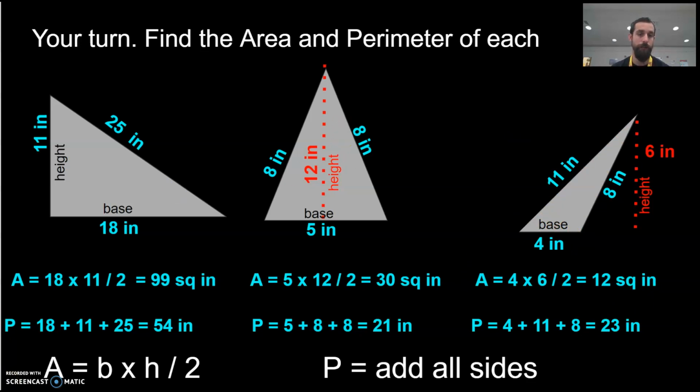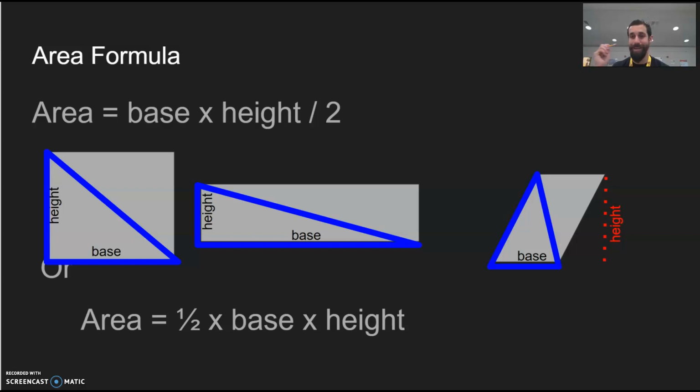Fantastic work. What I want you to do right now is go back to your notes and make sure that the formula is written down with a picture next to it. Triangle, and the area formula is base times height divided by 2, or if you'd rather have 1/2 times base times height, you can do that. But make sure it is written down in your notes.